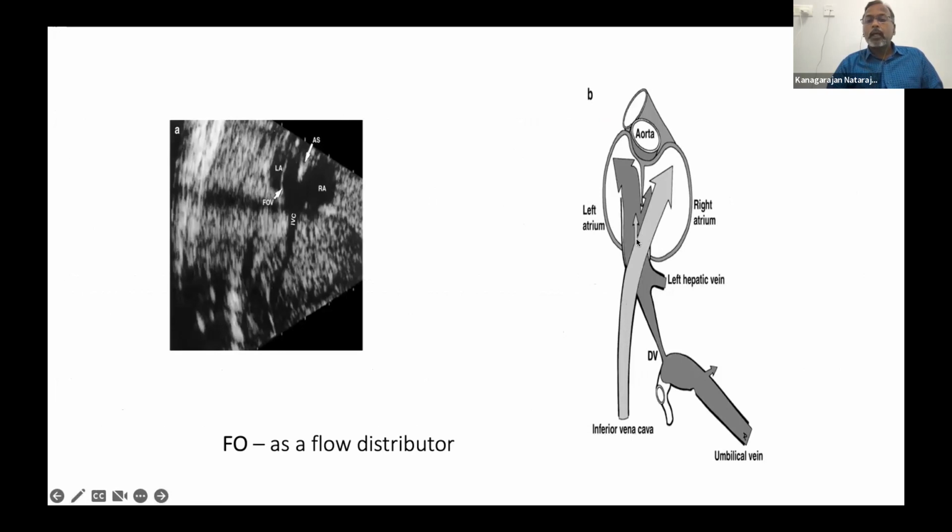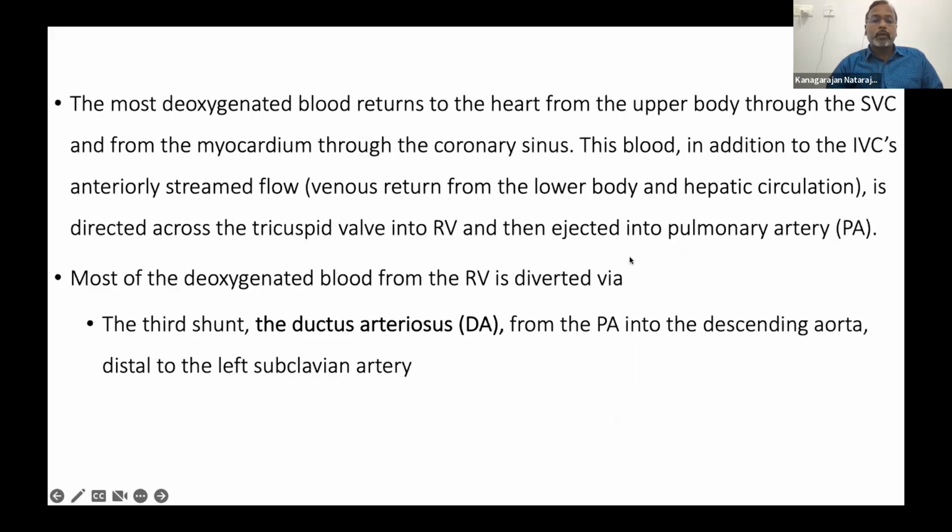Okay, so you can see that through the foramen ovale, the oxygenated blood enters into the right atrium. Another part preferentially goes to the right atrium. So this part of the blood is relatively desaturated, and the other one is saturated. Now, the most deoxygenated blood that is coming from the upper body through the SVC, from the coronary sinus, in addition to the IVC anteriorly streamed flow, this part of the blood comes into the right atrium, across the tricuspid valve into the RV, then is ejected into the pulmonary artery.